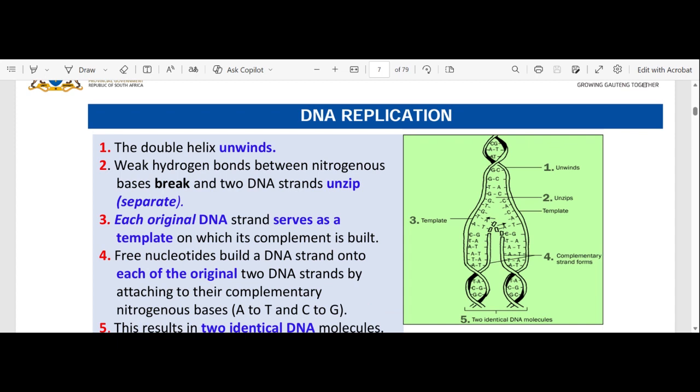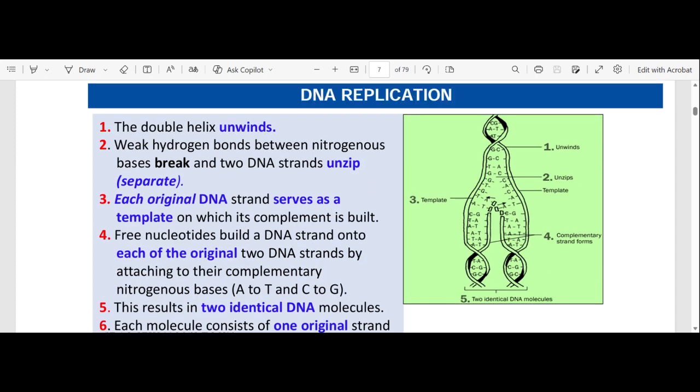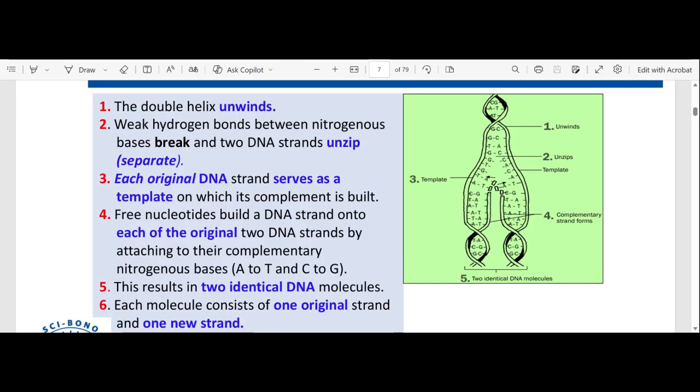So the first point in this process is that the DNA double helix unwinds. It's important for you to say DNA double helix. It's coiled, hence it is important for it to unwind because it's a coiled structure. And by the way, we call the natural shape of the DNA double helix a helical shape.